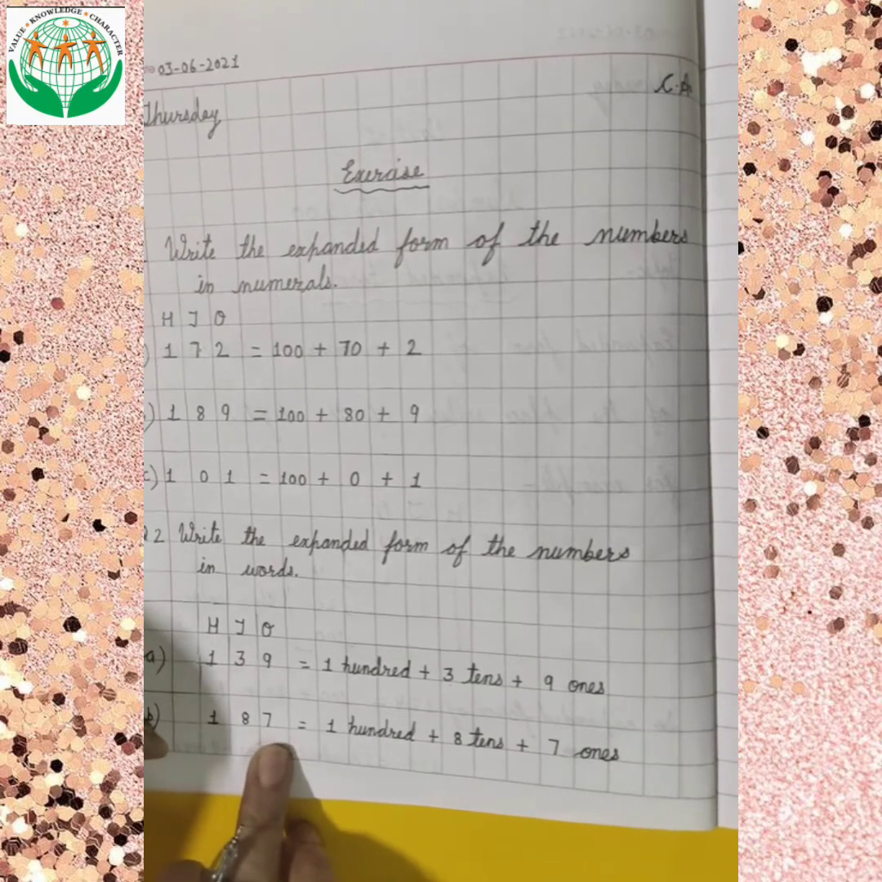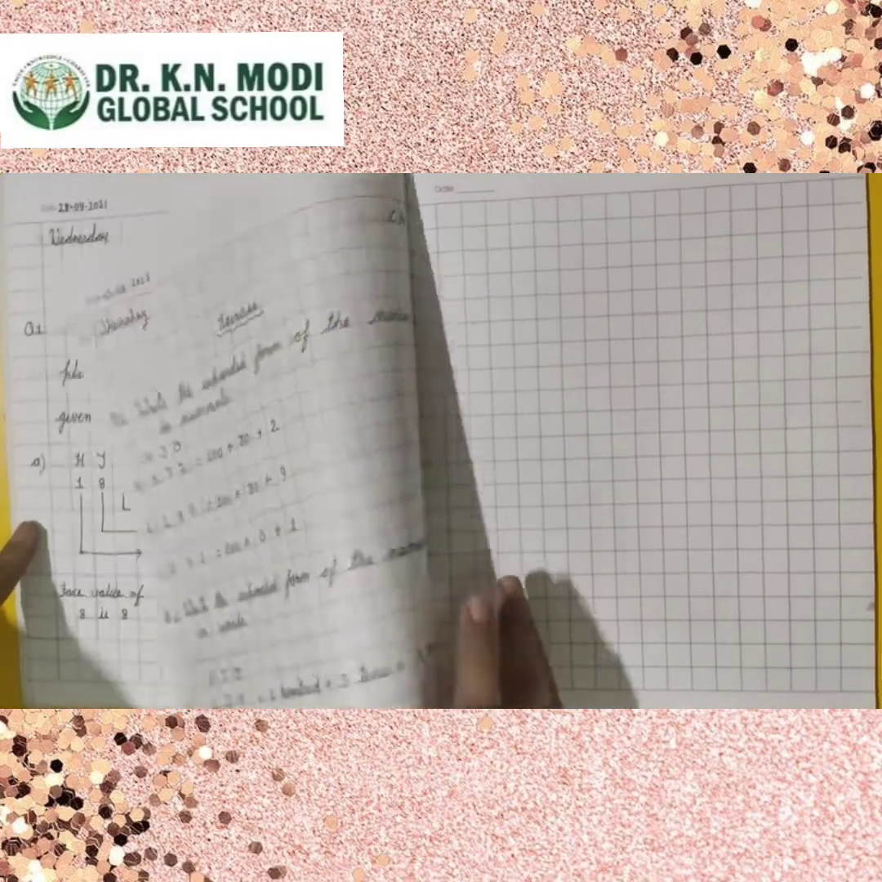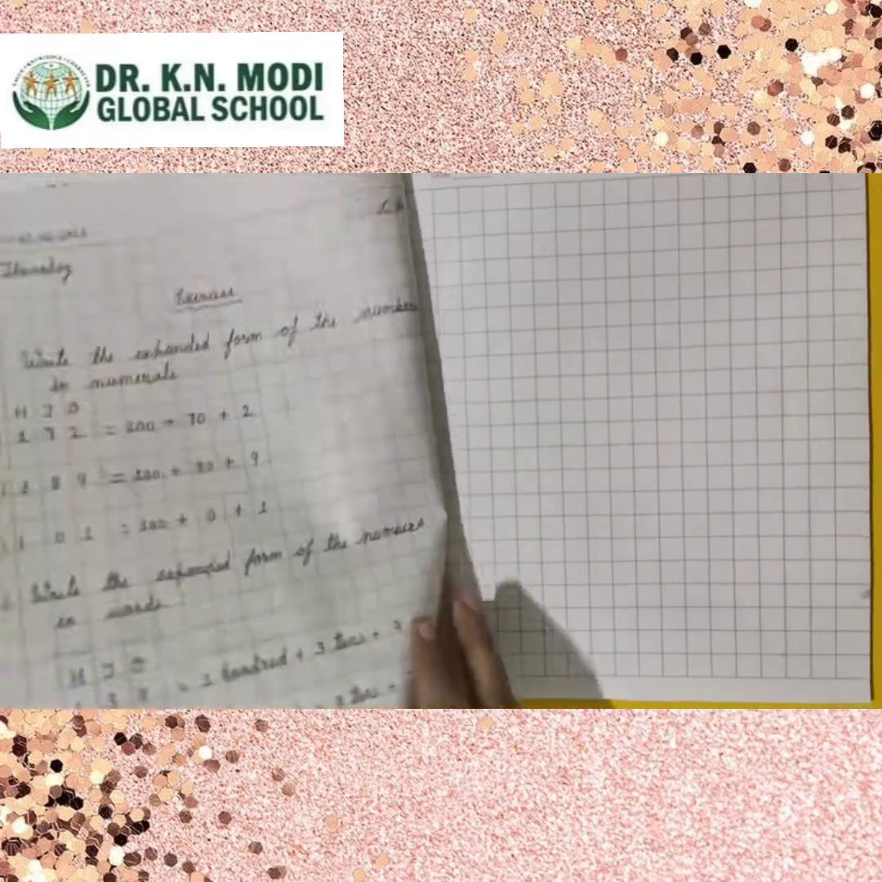Fine beta. Now beta, that's all for today. You have to complete these 2 pages, number 1 and number 2, in your maths notebook.